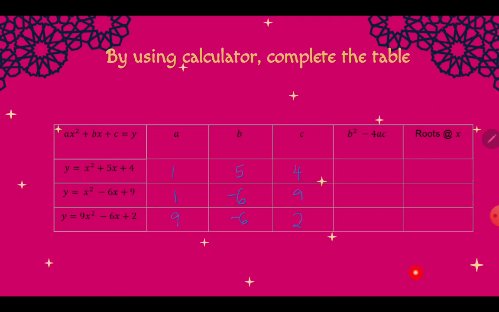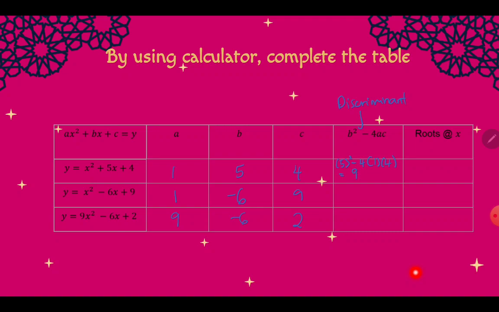After we have the values of a, b, c, we need to find the discriminant. This is what we call the discriminant. The discriminant is the value of b squared minus 4ac. By using your calculator, just find the value of b squared minus 4ac, in which in this case it is 5 squared minus 4 times 1 times 4.